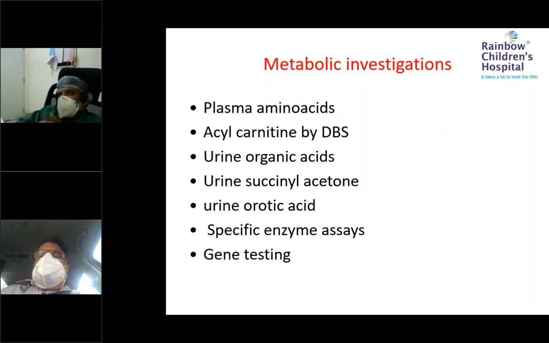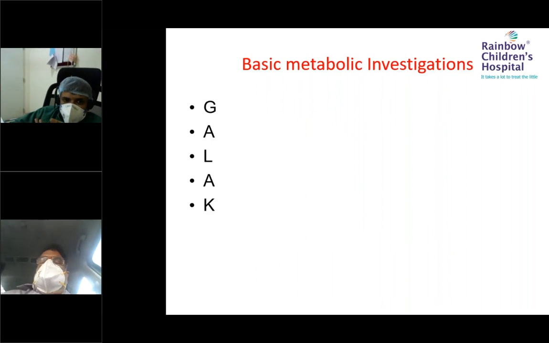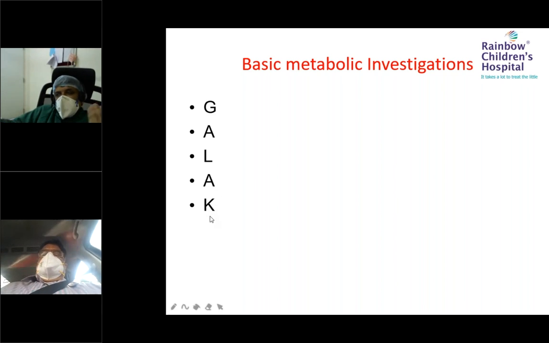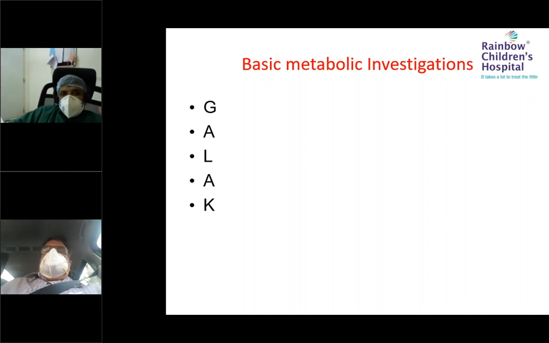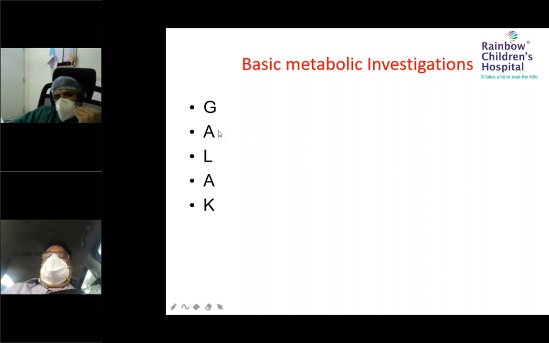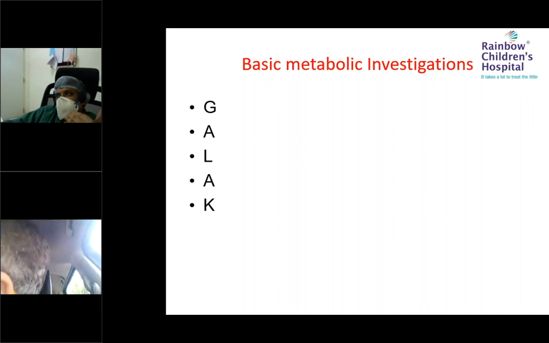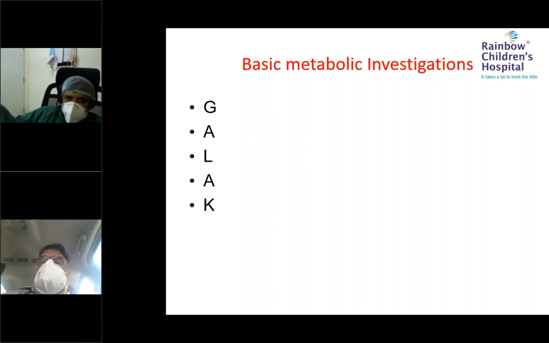In a given scenario, a child's sugar is low, there is hyperammonemia, elevated lactate, there is acidosis, and urine ketones are positive. That points straight away to the diagnosis of organic acidemia. Similarly, a child may have hypoglycemia. The ammonia levels may be normal to slightly elevated. Lactate may be positive. Acidosis may or may not be contributory, but absence of ketones in the urine points towards the diagnosis of a fatty acid oxidation disorder.